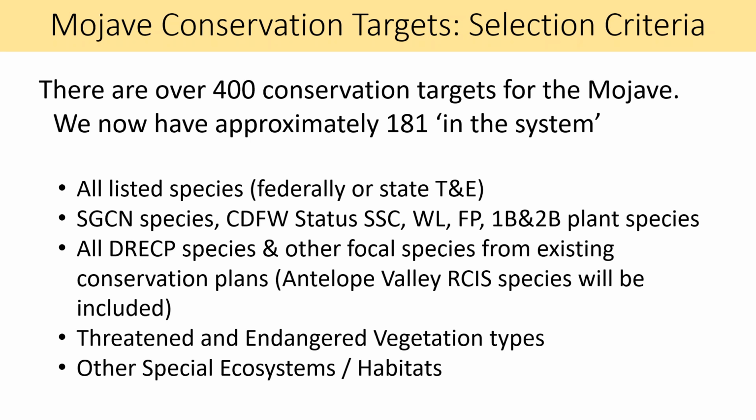And as I mentioned, all the S1 and S2 vegetation alliances through the Manual of California Vegetation are being identified, and then there's a process of identifying what else is missing that we all know is of great conservation concern, whether it be seeps or serpentine barrens or other factors that we know should be included.